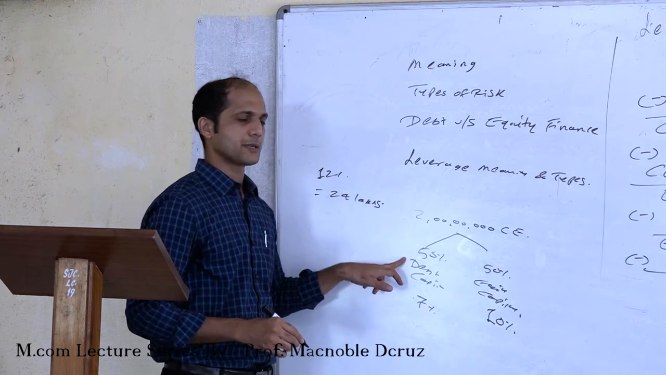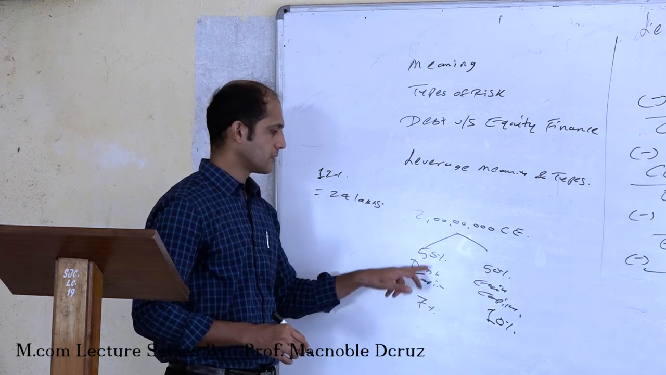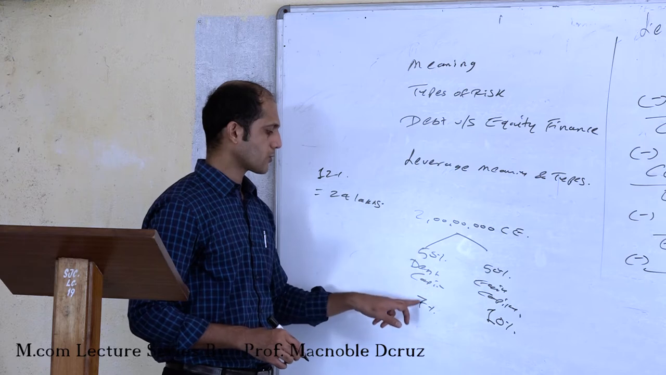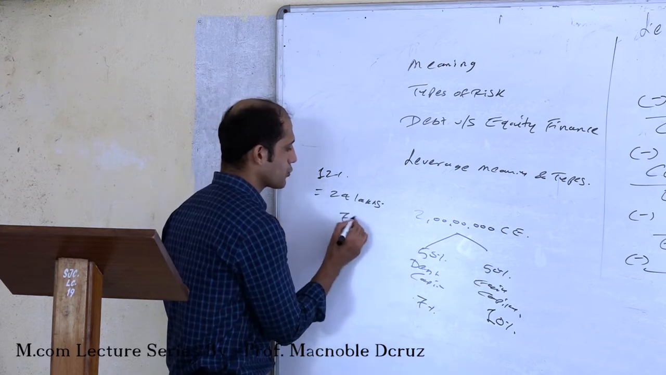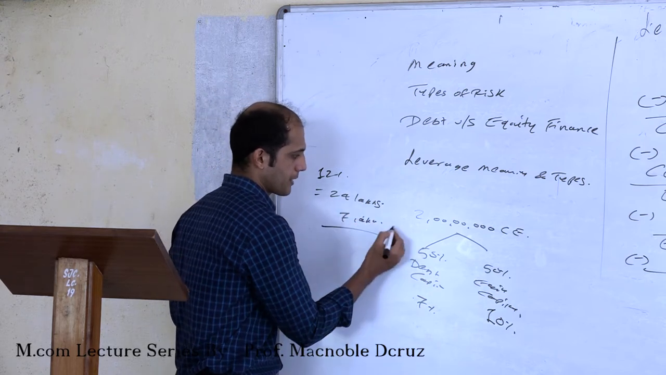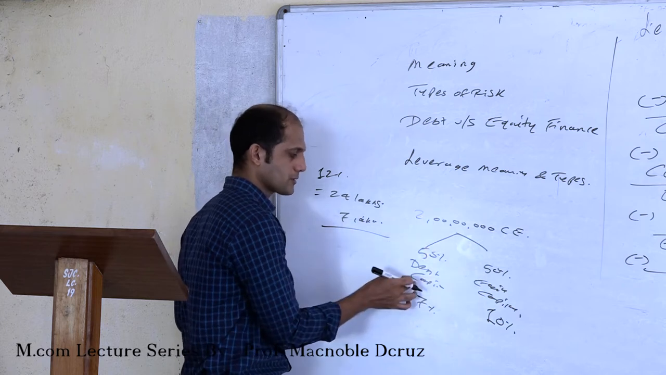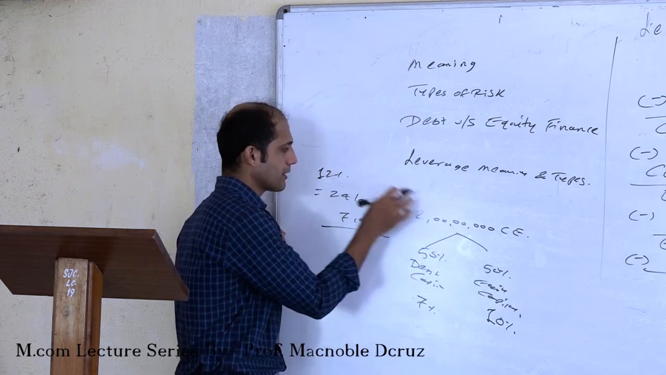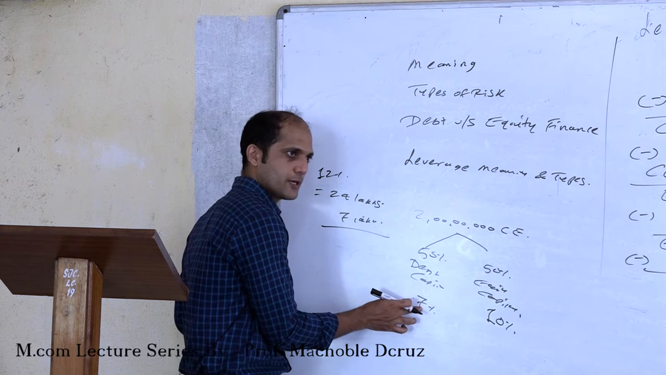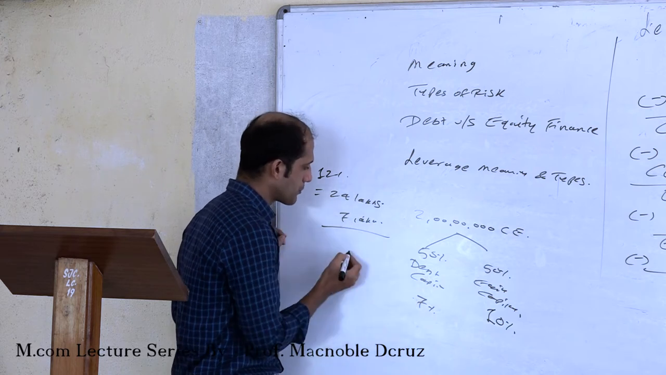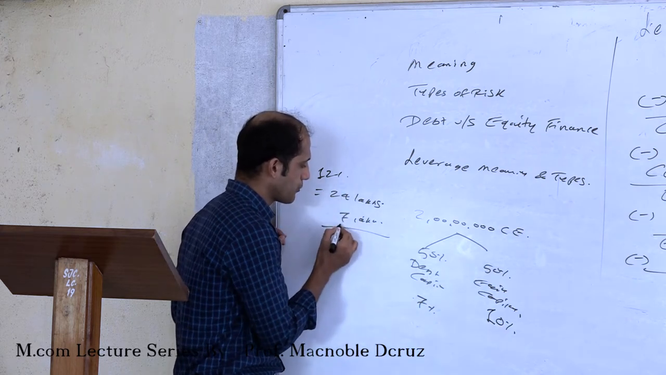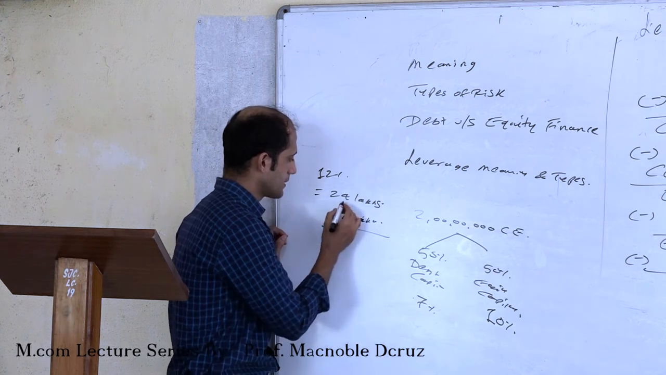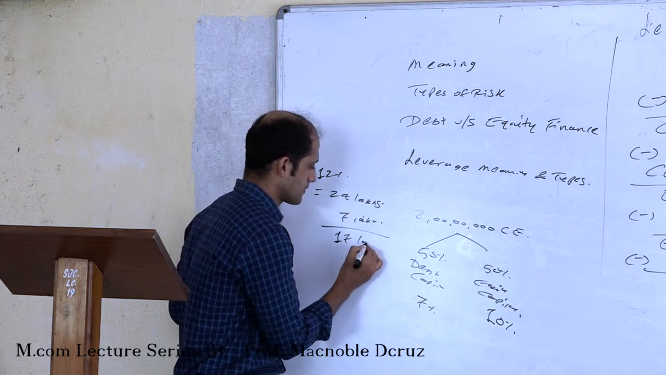But 50% is the debt capital, 1 crore. On that 1 crore at 7%, only 7 lakh they have to pay to the debt capital. Even on that 1 crore also, the company earns 12%, but they are only obligated to pay 7%. So how much amount will be left with the company? 24 lakh minus 7 lakh, that means 17 lakhs.